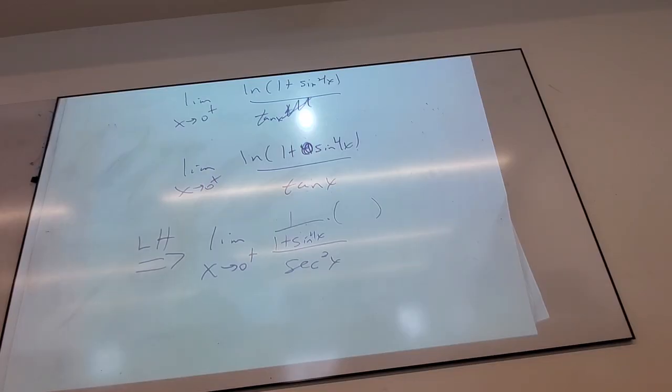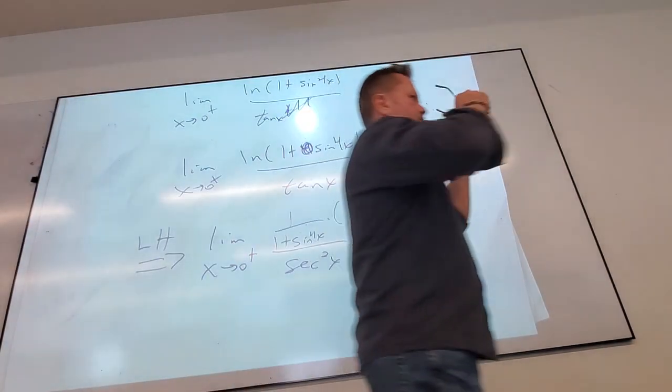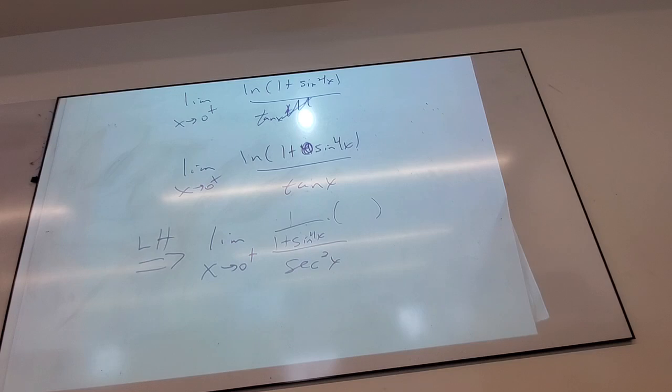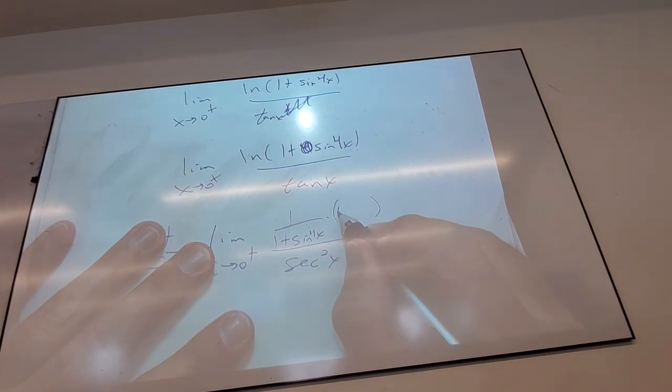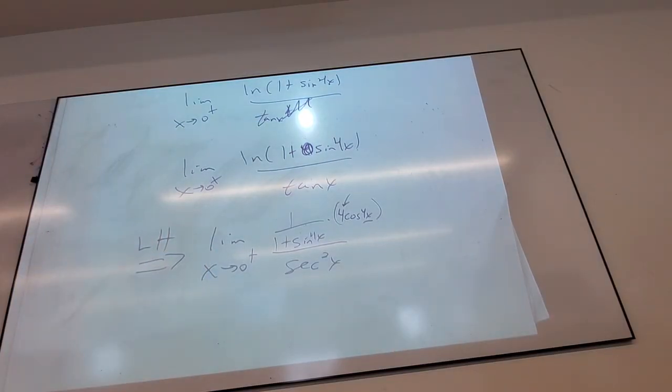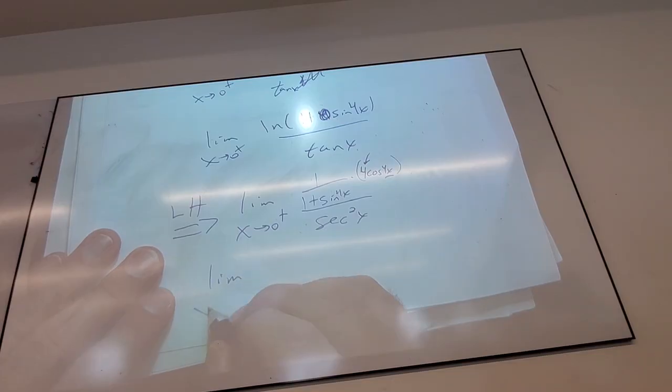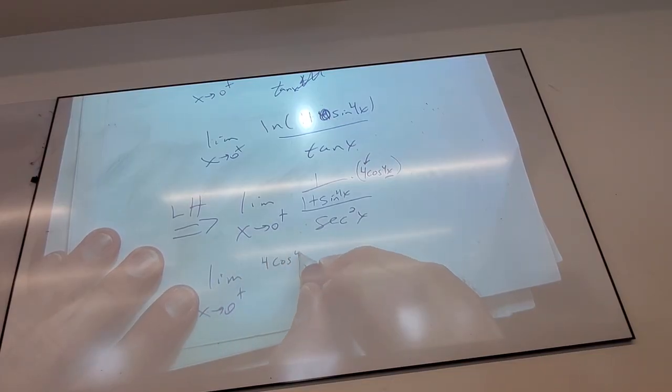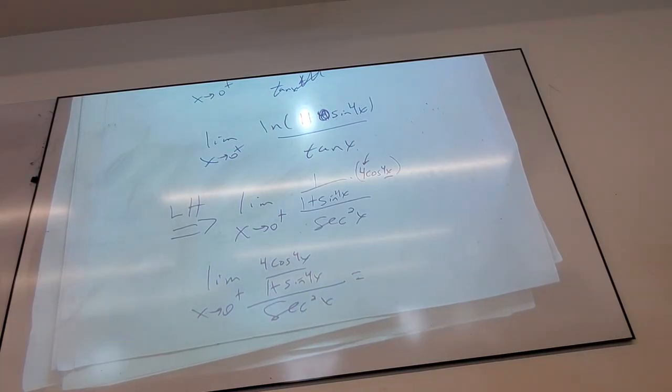And what's the derivative of sine 4x? 4 cosine 4x. Where'd that 4 come from? Derivative of 4x. Chain rule, yes. Let me write this better, the way that Paula said it first. So then 4 cosine 4x over 1 plus sine 4x over secant squared x. Oh my god. Can I plug a 0 in now?